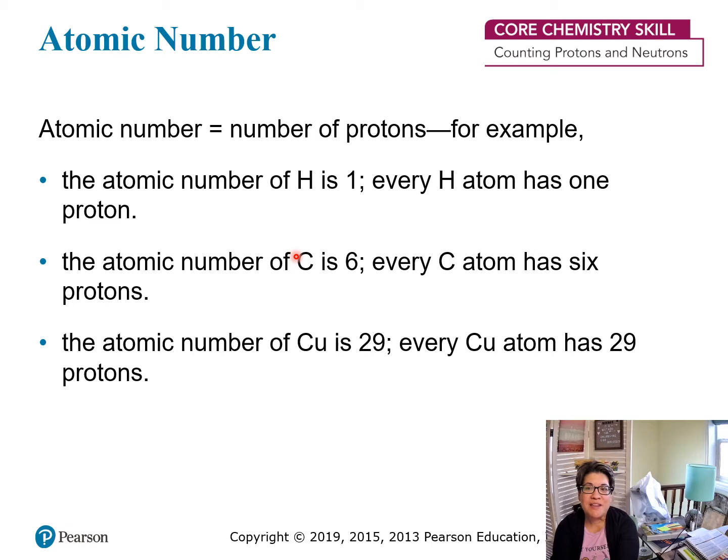So here are some examples. You can check out your periodic table as we look at these. Hydrogen is that one in the left corner. It has a 1 for the atomic number. That means it has 1 proton. Carbon has 6 as its atomic number, so it has 6 protons. Copper has a 29, so it has 29 protons.